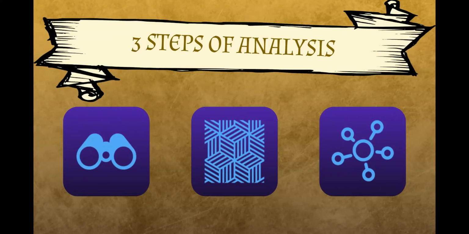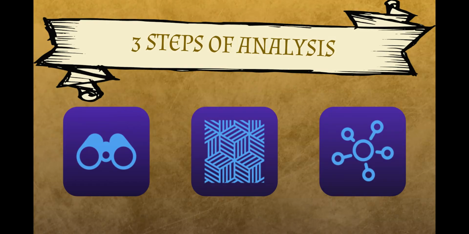All right, so we're going to talk a little bit about how to put together the full analysis of a piece of literature. In a previous video, I looked at what to look for when we're annotating. Now we're going to look at how all of that works together. So, there's really three steps of analysis.